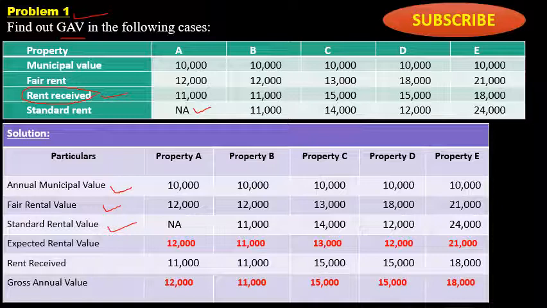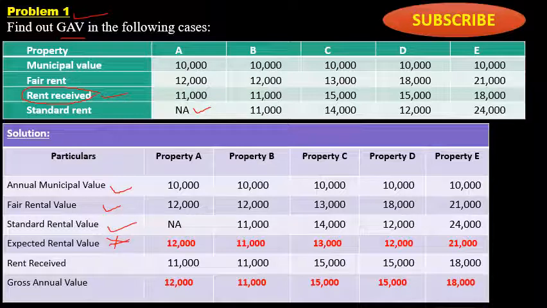Now the first calculation is the expected rental value under gross annual value. So before calculation of gross annual value, you have to find out the expected rental value with the help of municipal value, fair rental value and standard rental value. Then how to find out expected rental value?